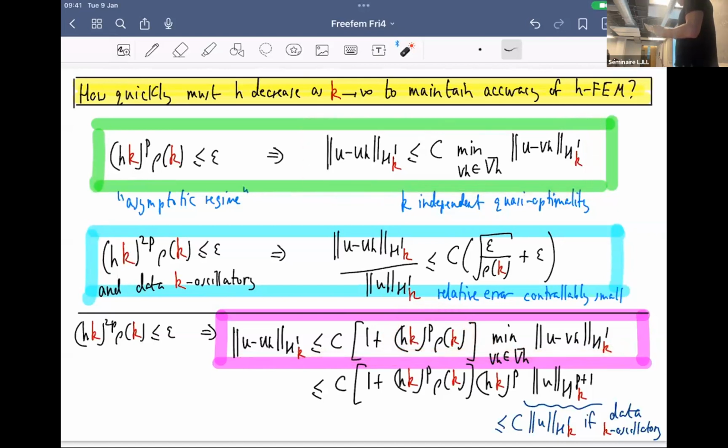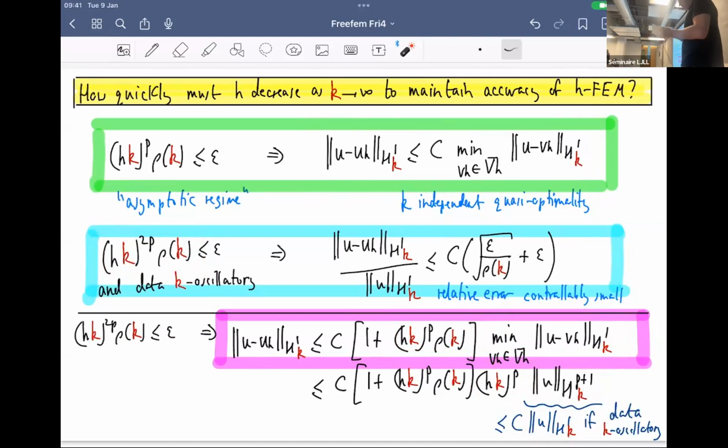But then what you do is you use your polynomial approximation theory to get an extra hk to the p. And if your data is k-oscillatory, then your solution u is k-oscillatory, and this high norm of u is bounded by a low norm of u. And then that's where you get this condition that hk to the 2p rho sufficiently small is enough to bound the relative error.